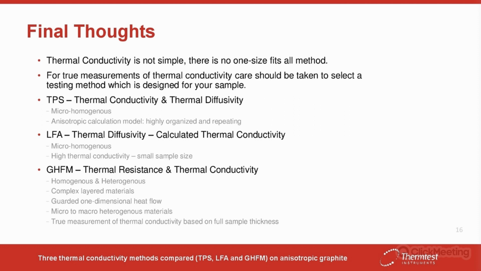The GHFM, our guarded heat flow meter, is designed for measuring homogeneous and heterogeneous complex structures, which can be measured as you introduce them between your plates. The data is guarded. Again, this is for more mid-range conductivity, so there is a guard introduced to encourage one-dimensional heat flow. Micro to macro heterogeneous materials are possible. The true thermal conductivity based off of the full thickness of resistance is what we encourage. When we encourage this method, that is the desired outcome.